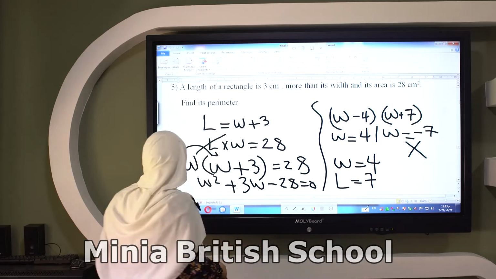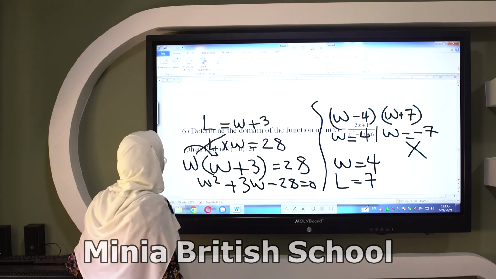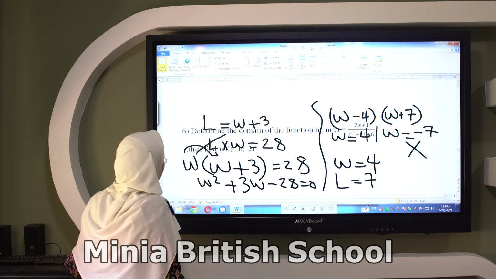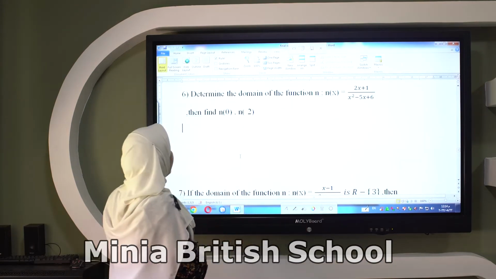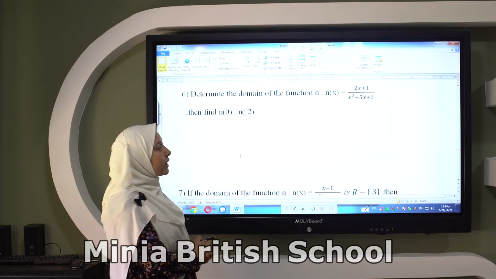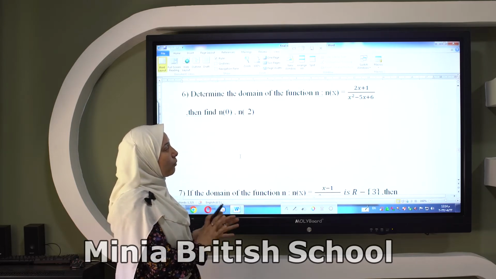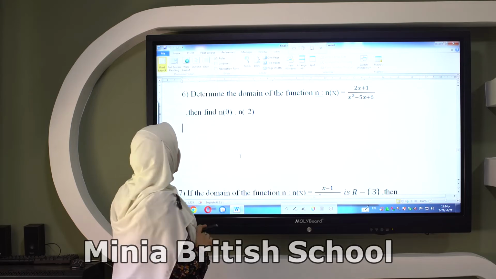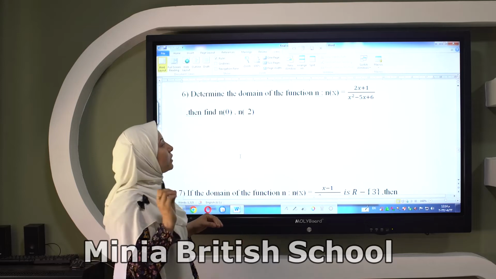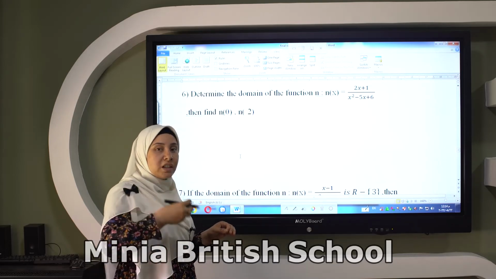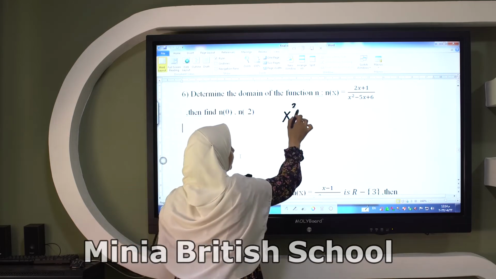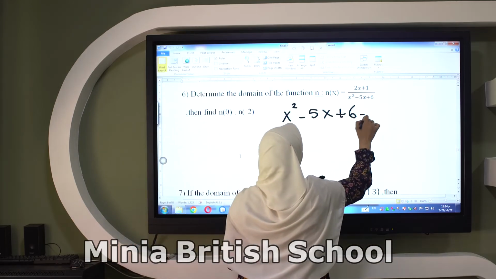Okay, next question, number 6. Determine the domain of the function h where h(x) equals (2x plus 1) over (x squared minus 5x plus 6). Here I need to determine the domain. So for the domain, we must find the set of zeros of the denominator. Suppose x squared minus 5x plus 6 equals 0.